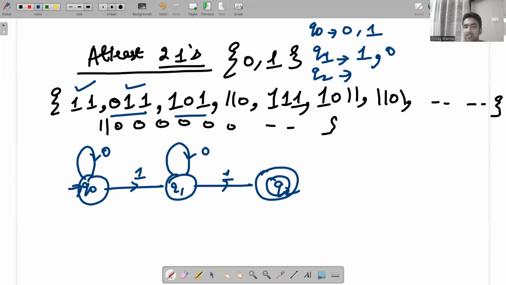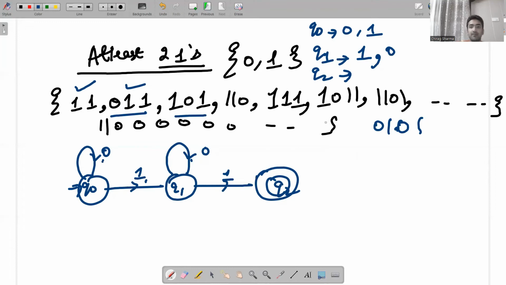Now Q2 doesn't have any transition, but I have ensured one thing, 0 1 0 1. If I'm writing 0 1 0 1, 0 from this side, 1 from this side, 0 from this side, 1 from this side. Accepted. I have ensured one thing over here. That thing is that I have a transition of 0 with Q0 and 1 with Q0 and Q1 both. And anything that comes after that is accepted.